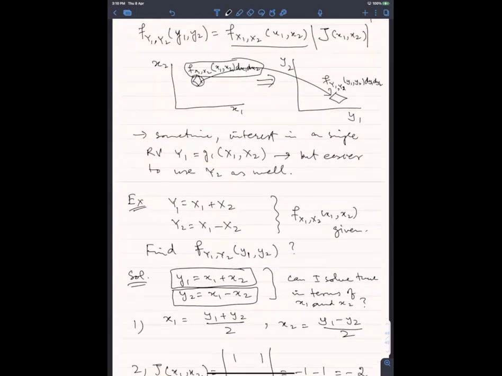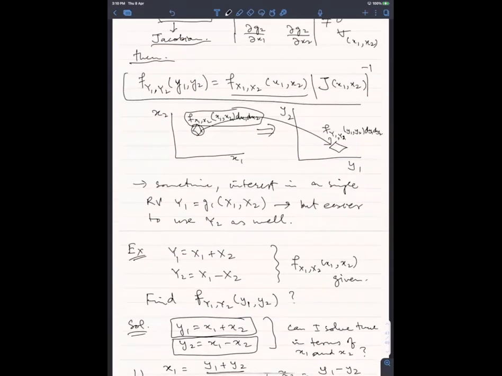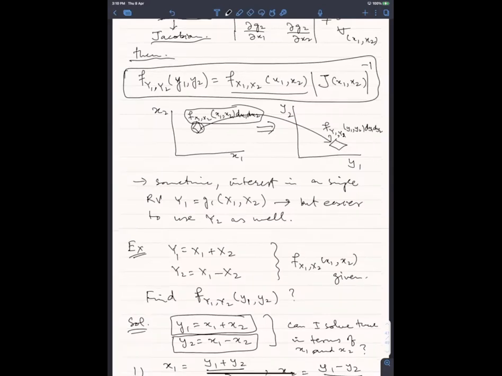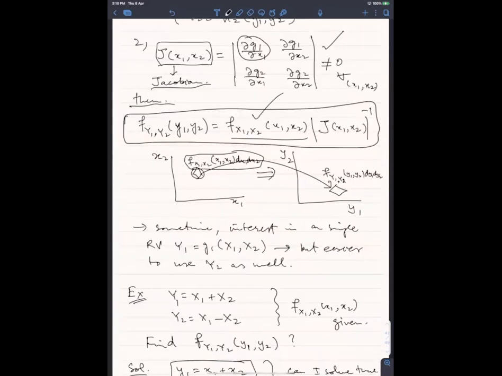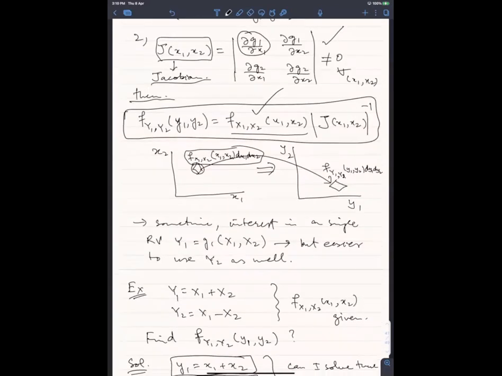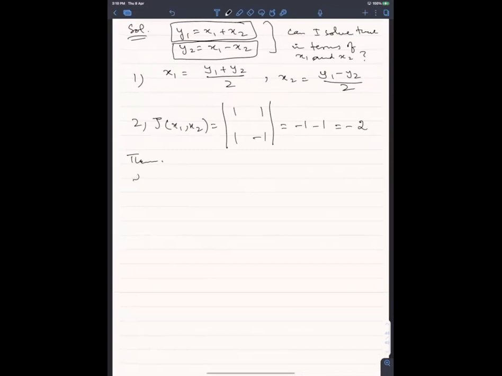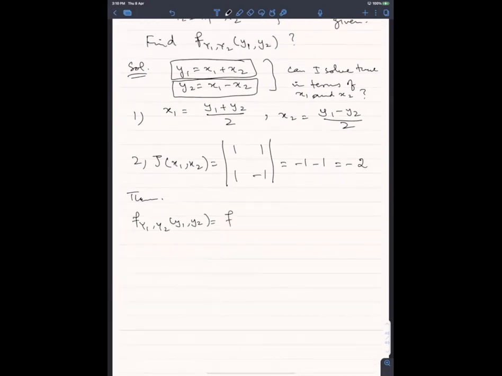Then I will use this expression. The joint density function of y1 and y2 would be equal to the joint density function of x1 x2 multiplied by the inverse of the Jacobian. So f(y1, y2) would be equal to the joint density function of x1 and x2, which is given to us, into the inverse of the Jacobian magnitude.